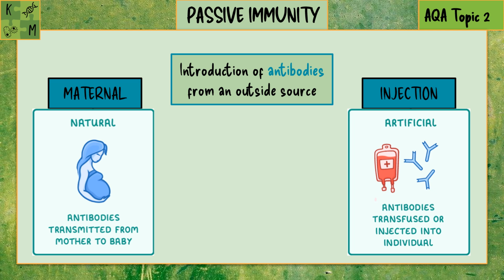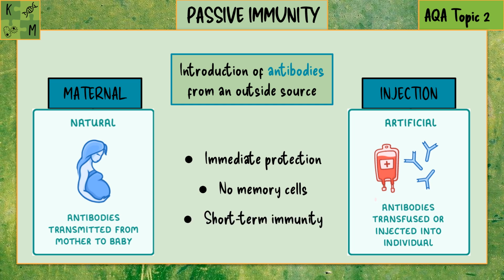With passive immunity, no primary response is required before a high antibody concentration is reached, so the protection it provides is almost immediate. However, no memory cells are formed, and so antibodies are not replaced as they're broken down, meaning the protection it provides is only short-lived.